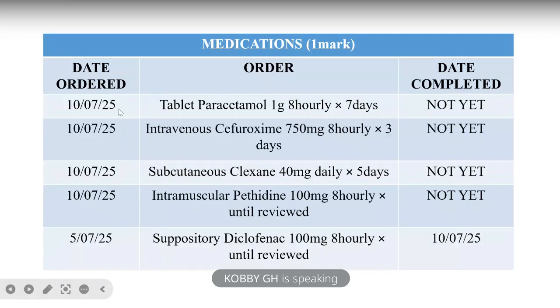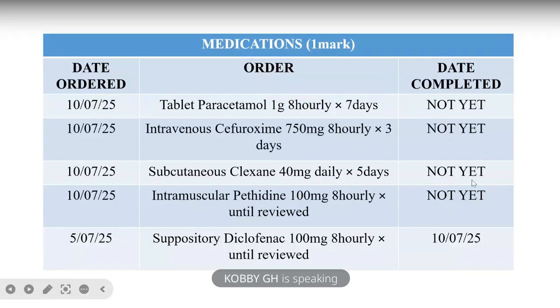But you realize that I've written the date separately for all of them. I didn't write the date once and want to assume or employ the examiner that the date goes for all of them. So if you are writing 4 medications, even if it's the same date, write the date separately for all of them. So you see, even though it's the same 10th, I've written the 10/07/2025 for the tablet PMO. I've written the 10/07/2025 for the intravenous ceftriaxone. I've written it again for the subcutaneous cleansing. I've written it again for the intramuscular. You get it?